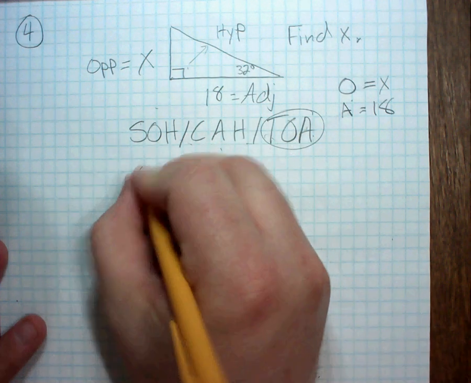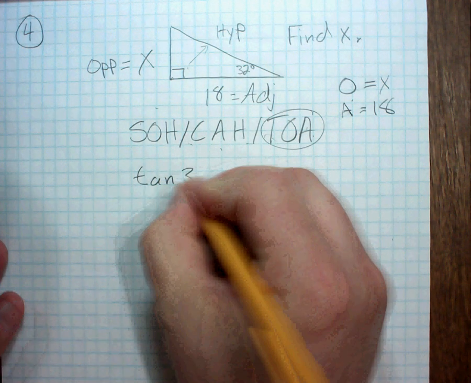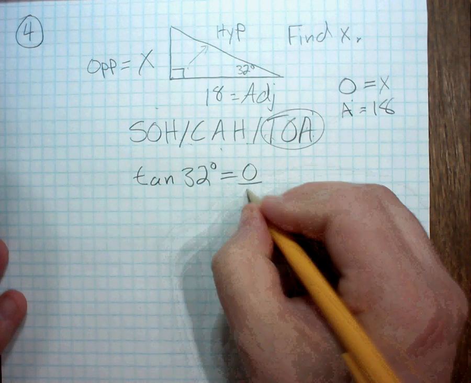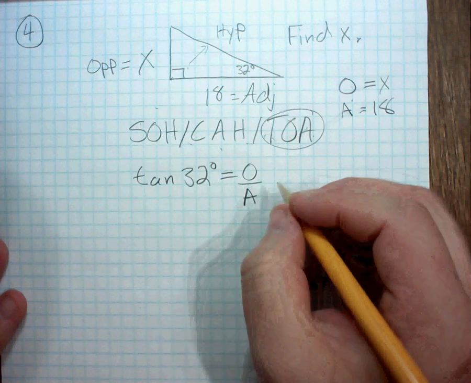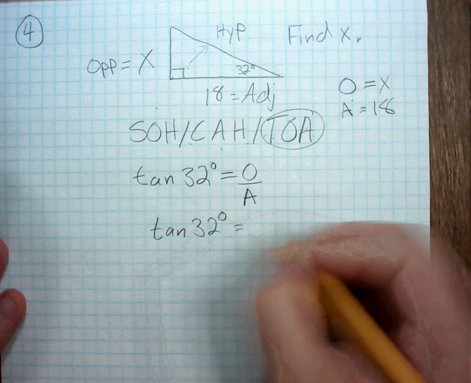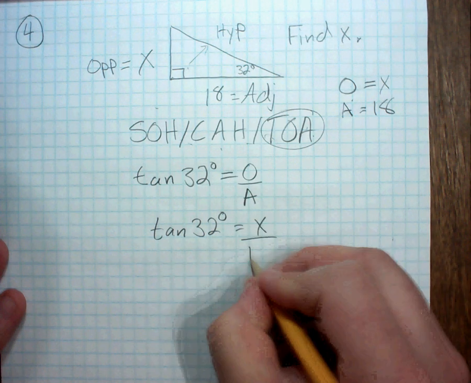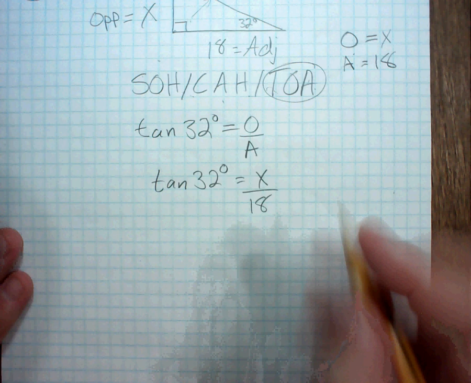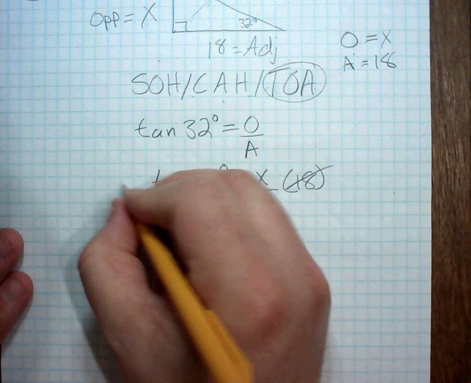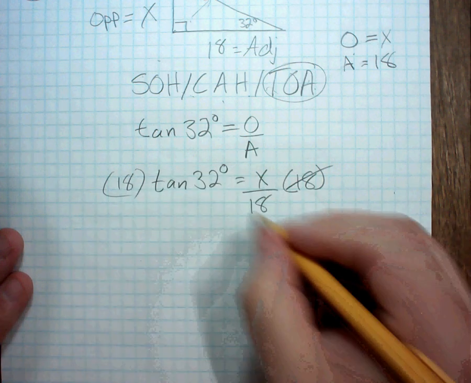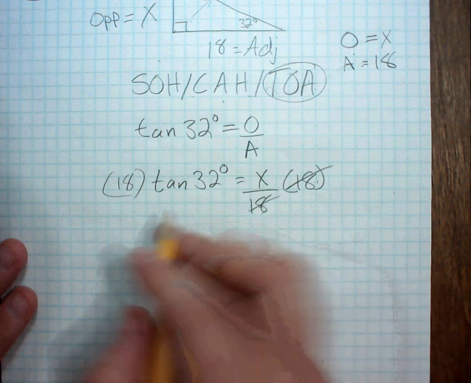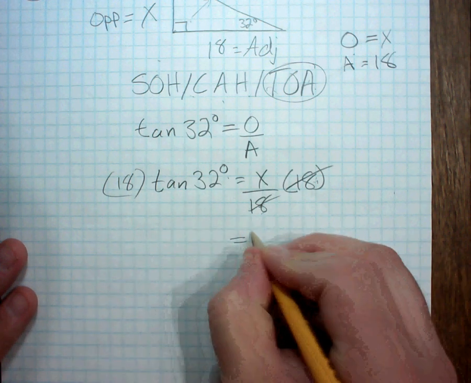So then I would say tangent of 32 degrees should equal the opposite over the adjacent. So that means that tangent of 32 degrees should equal x over 18. Now to get x by itself, I'm simply going to multiply this side by 18, but remember, whatever I do on that side, I have to do on the other. These 18s cancel, and then I get 18 times tangent of 32 is equal to x.